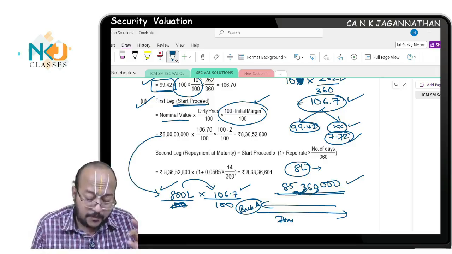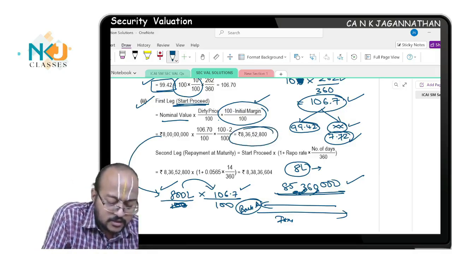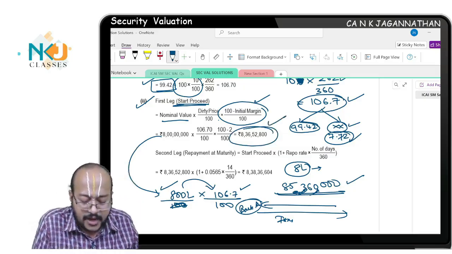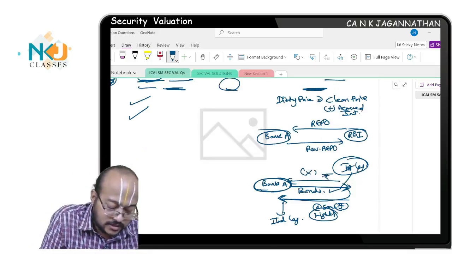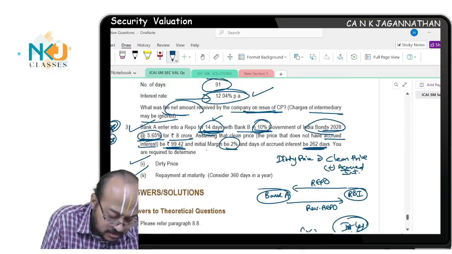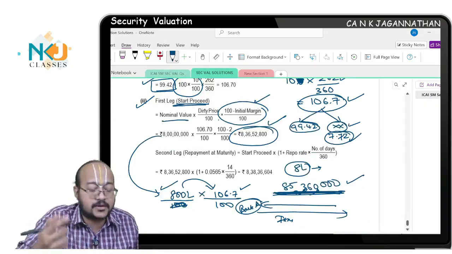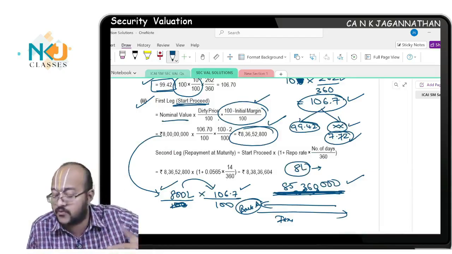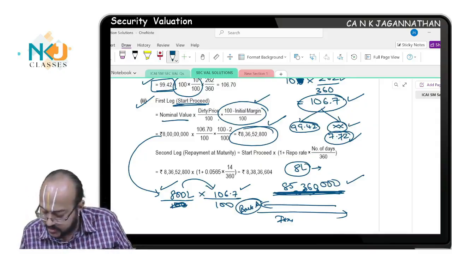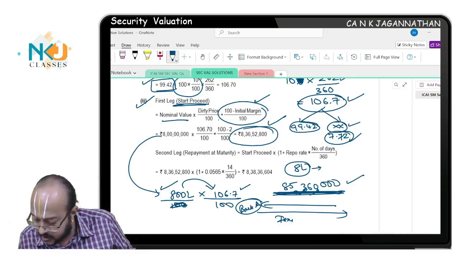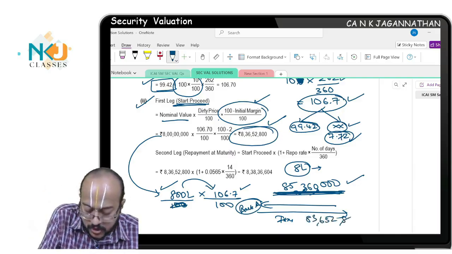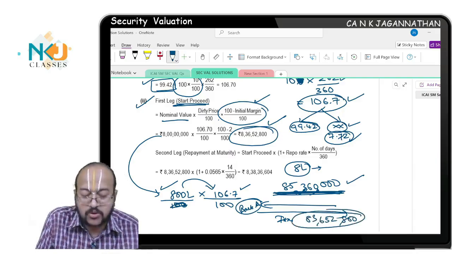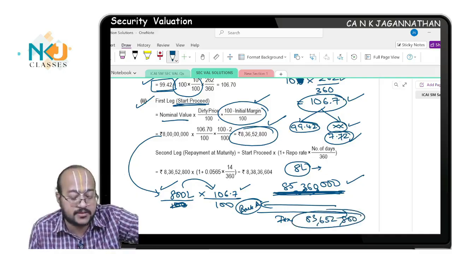But apart from that, 2 rupees initial margin will be incurred. I will not receive the entire amount because I need to pay some initial margin. Are you understanding? Here they have told us the initial margin is 2%, which means I have to pay 2% out of this amount. Only 98% of this amount I will receive, so 853 lakh 60,000 into 98% gives 83,652,800. This will be the amount which I receive when I initially issue the bond.